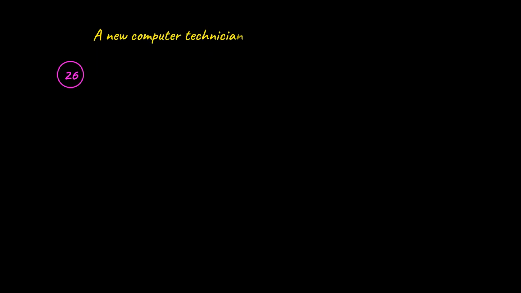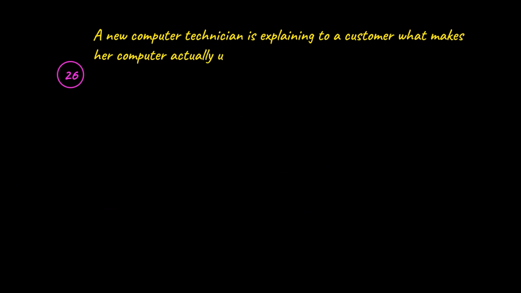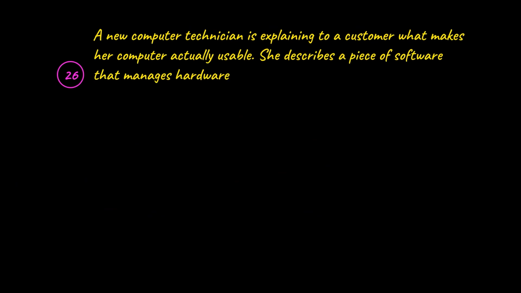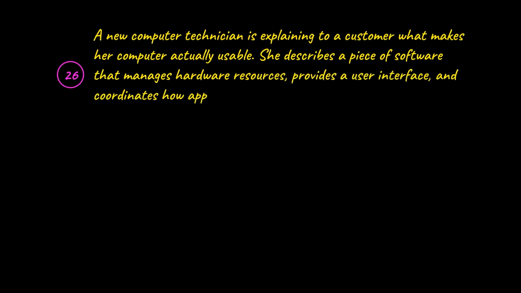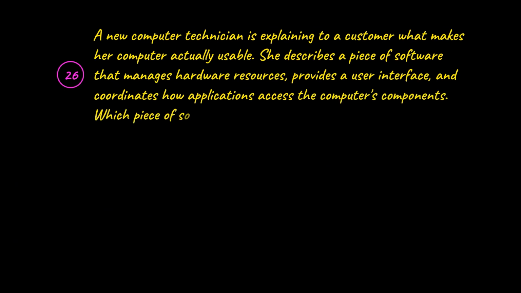Question 26. A new computer technician is explaining to a customer what makes her computer actually usable. She describes a piece of software that manages hardware resources, provides a user interface, and coordinates how applications access the computer's components. Which piece of software is she describing?